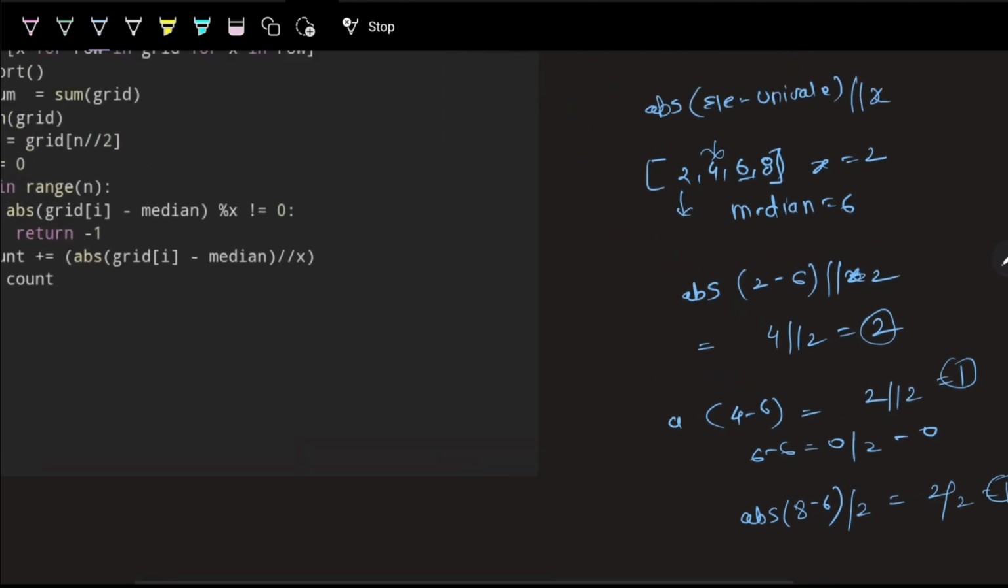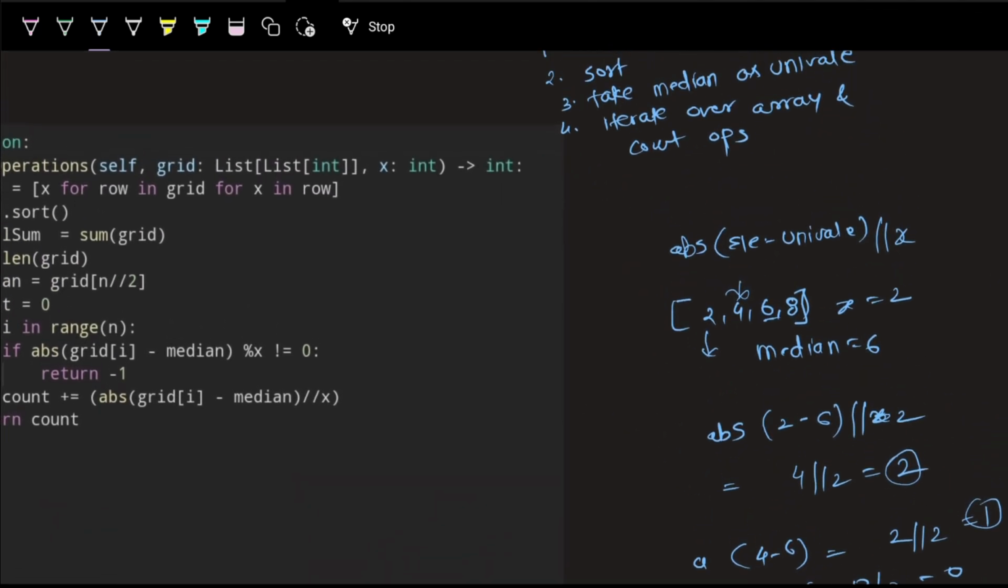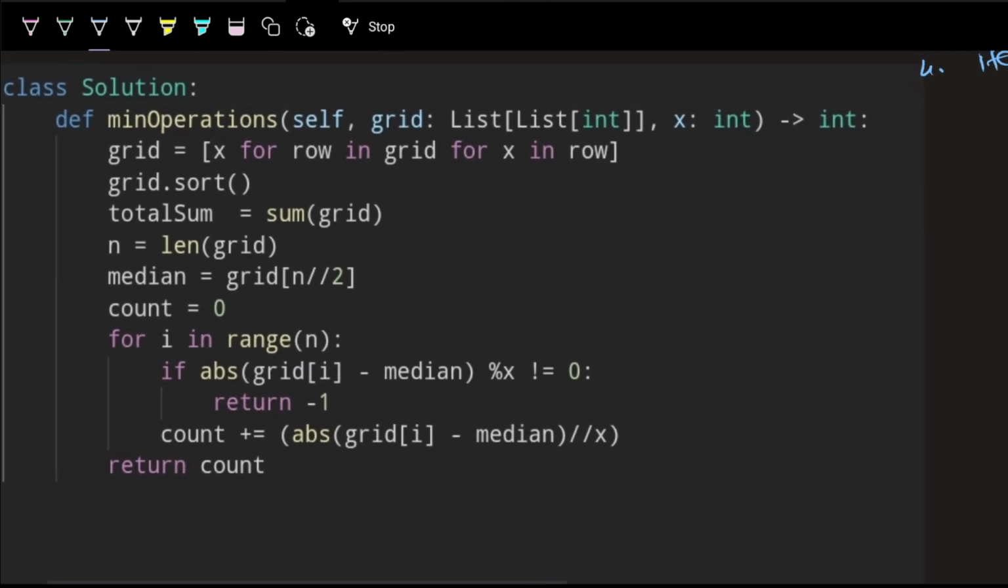So I hope you got this problem, which is a simple level problem. I don't know why they have mentioned it as a medium level problem for today's POTD, but it is a simple level problem. So let's come back to the code.